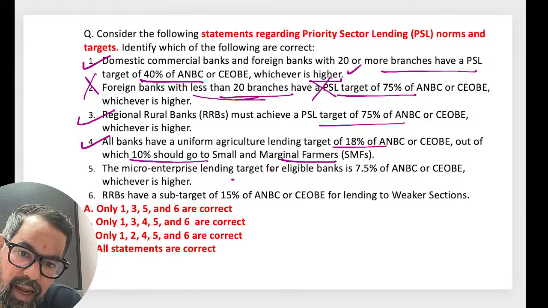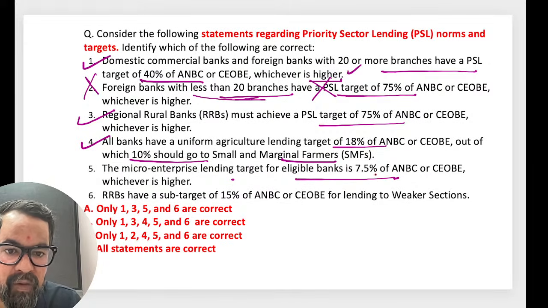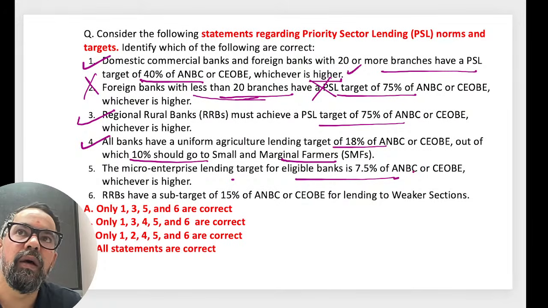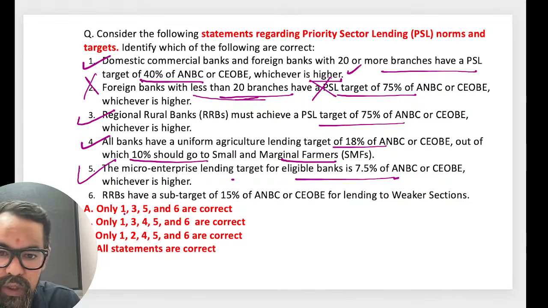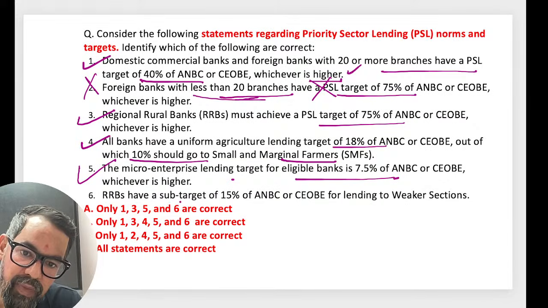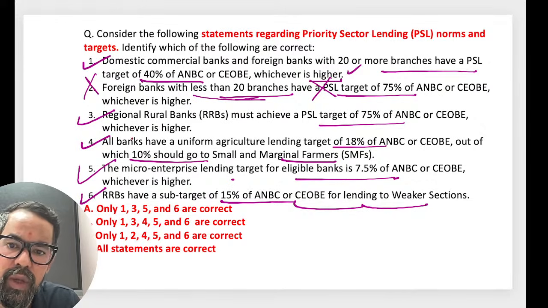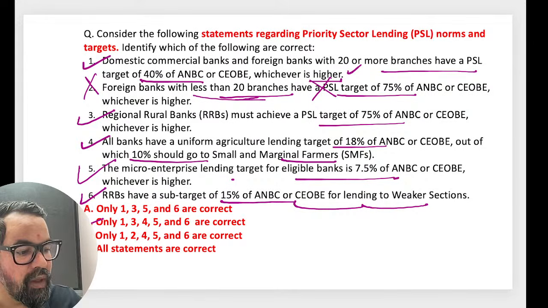Micro enterprise lending for foreign banks is 7.5%, and for eligible banks 7.5% micro. Weaker section now becomes 12% or 10%, yes 12%, this is true. RRBs have a sub-target of 15% in weaker section. For RRBs it is 15%, for others it is 6%, this is true. So 1, 3, 4, 5, 6, B should be the right answer for this particular one. Correct, guys.